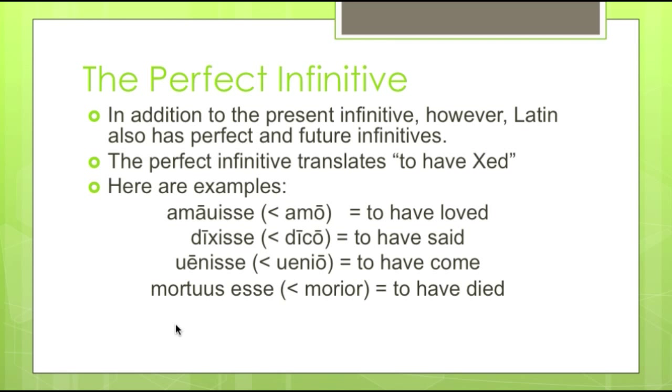And here's a perfect infinitive from a deponent verb, mortuus esse, from morior, which means die, and so mortuus esse means to have died.